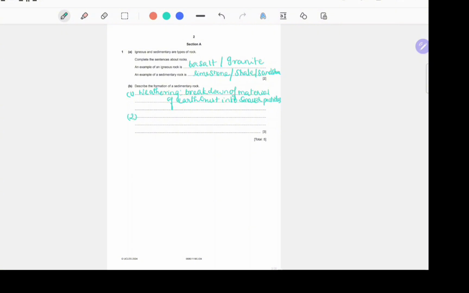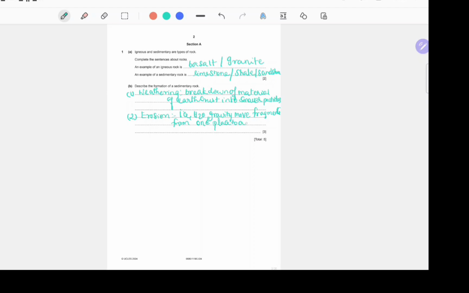Next, the second step: weathering is done, where it is broken down. The second step is it's been washed away or moved from one place to another, that is erosion. Erosion is the second step where it is moved. The process by which ice, water or gravity is used to move the material, to move the broken down parts, the fragments, from one place to another.